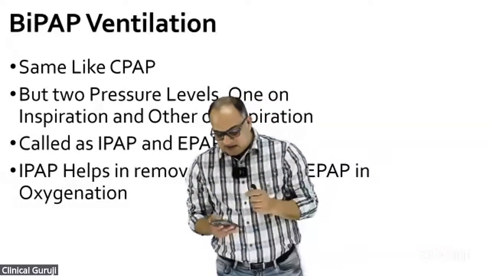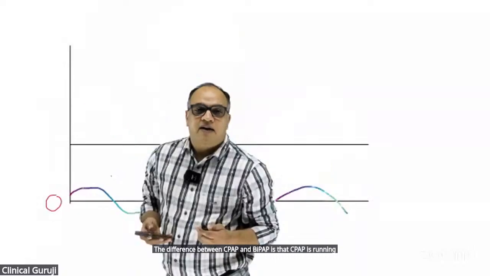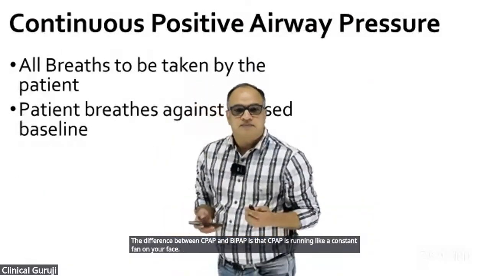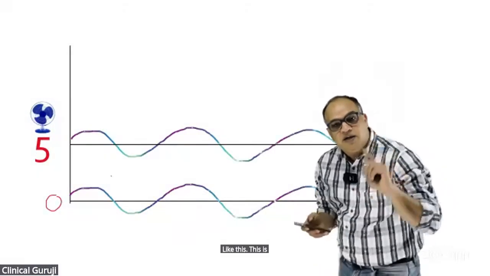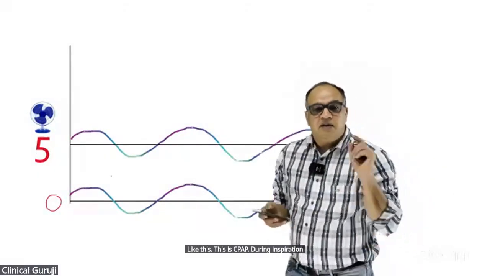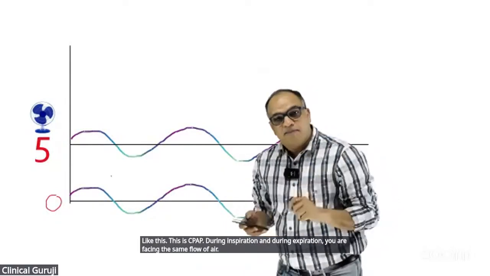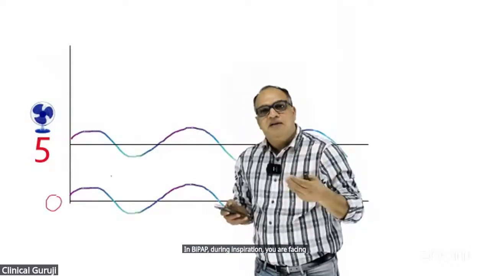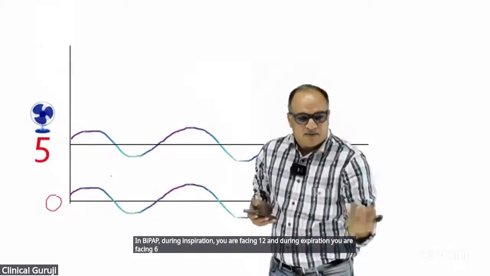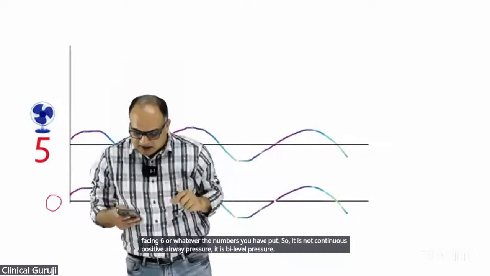The difference between CPAP and BiPAP is that CPAP is running like a constant fan on your face. Like this. This is CPAP. During inspiration and during expiration, you are facing the same flow of air. In BiPAP, during inspiration, you are facing 12 and during expiration, you are facing 6 or whatever the numbers you have put. So it is not continuous positive airway pressure, it is bi-level pressure. Inspiration ka alag, expiration ka alag.